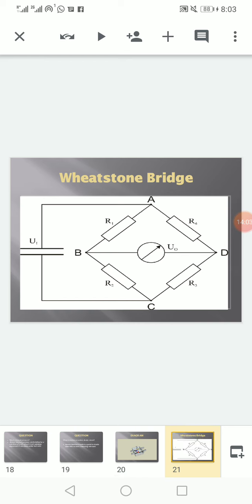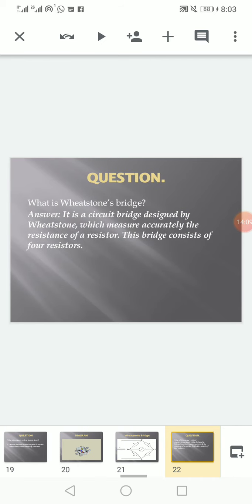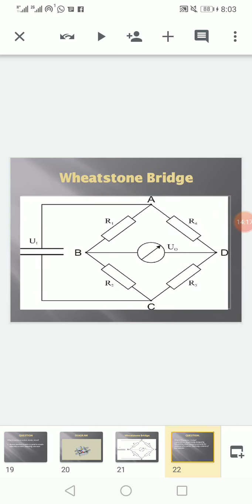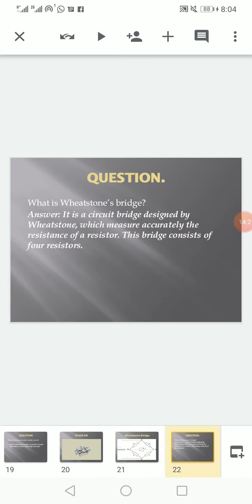Now, a Wheatstone bridge. If you can see here, we have 4 resistors, 1, 2, 3, 4. So let's look at the question. What is a Wheatstone bridge? It is a circuit bridge designed by Wheatstone which measures accurately the resistance of a resistor. So to measure accurately the resistance of a resistor in the lab, we use what we call a Wheatstone bridge. And a Wheatstone bridge comprises 4 resistors.